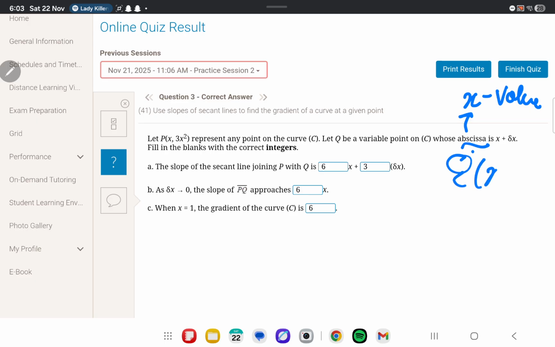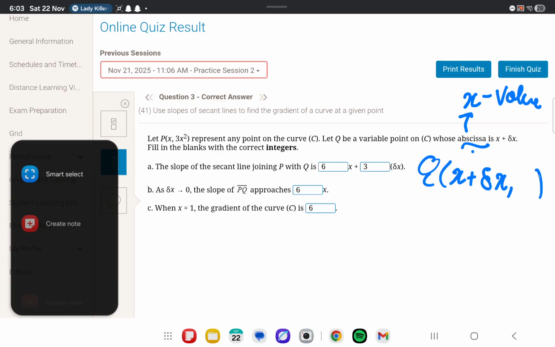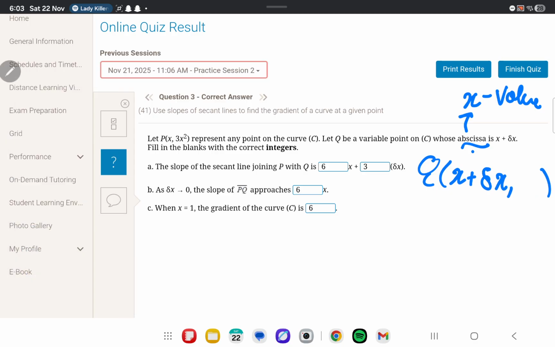Q, all we know is the x coordinate is x plus delta x. We don't know why. We're gonna leave it like this. Let me just move it a bit closer. So Q is x plus delta x, comma, we'll leave it blank because we're gonna figure it out now. So fill in the blanks. The slope of the secant line.